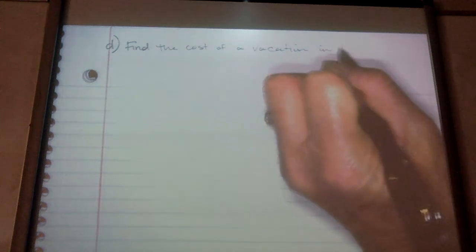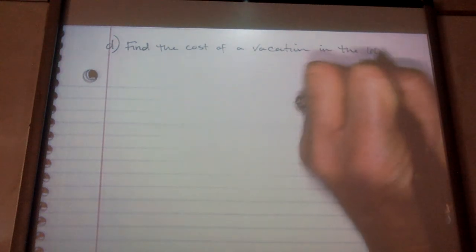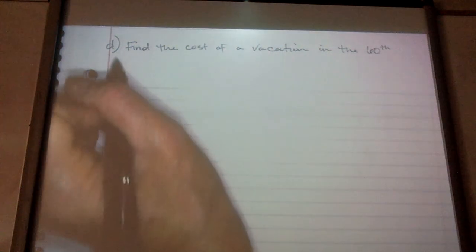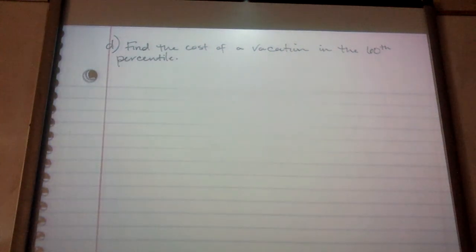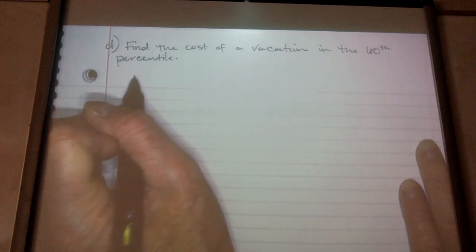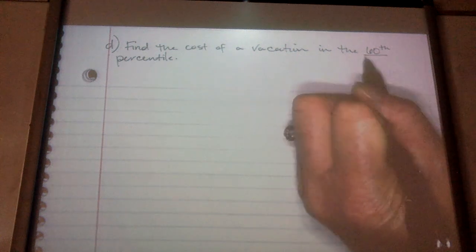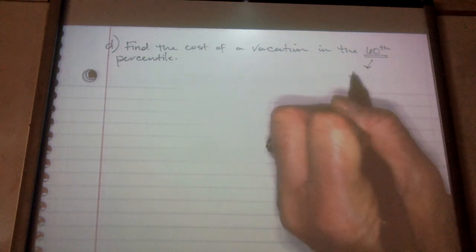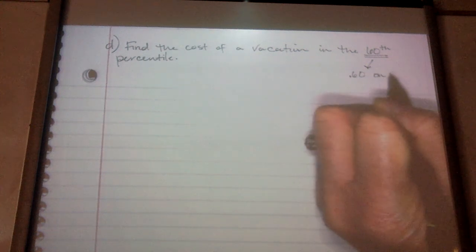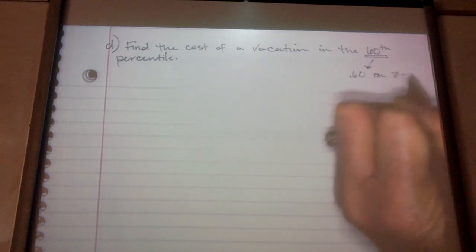in the 60th percentile. Okay, so if I wanted to know what did someone spend if they would have been in the 60th percentile, meaning 60% of people spent less than what they did. So I'm going to set this up backwards. They're telling me that 60th, if I convert that, would be 0.60 on the z-score chart.